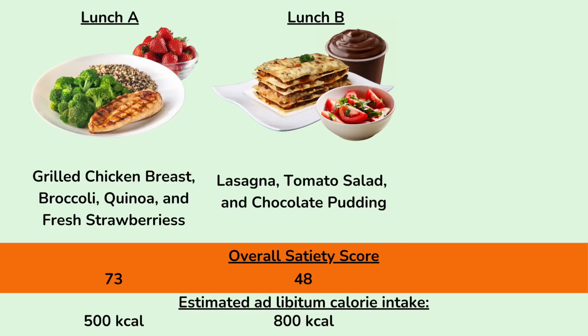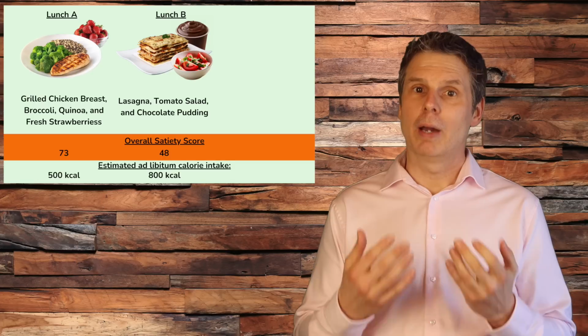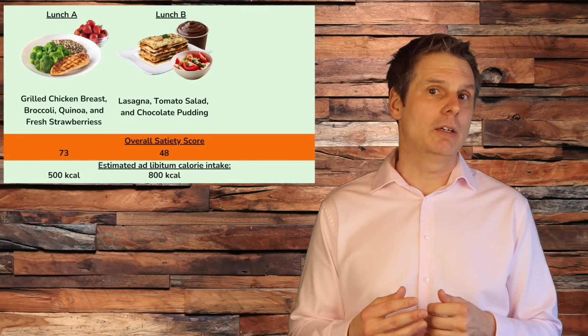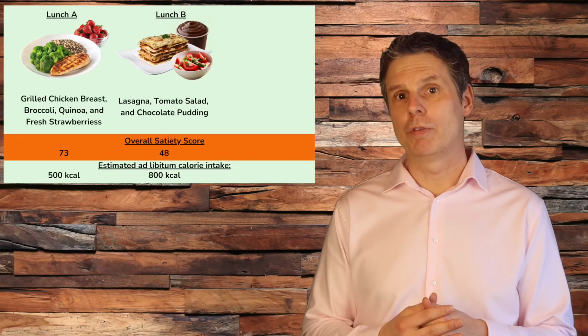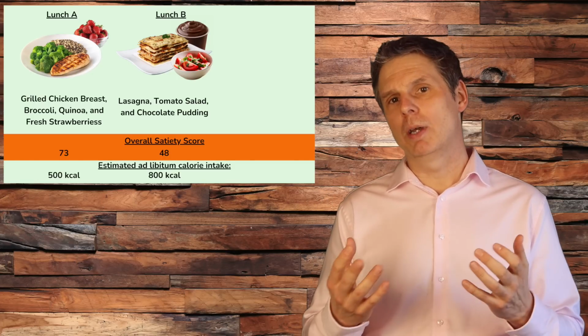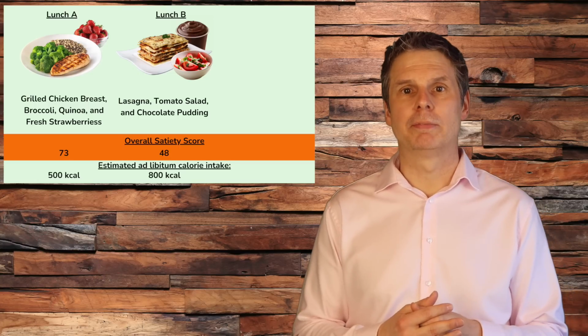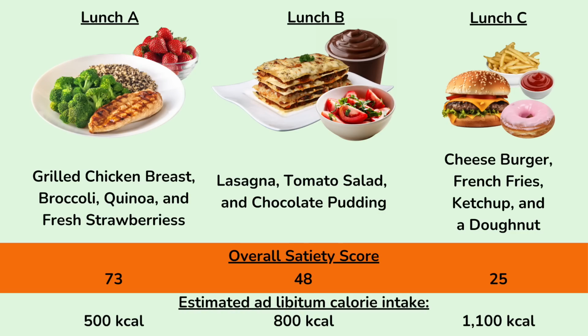Lunch B may consist of a lasagna with cheese, a small tomato salad, and a chocolate pudding for dessert. Now, this is still a pretty good meal with an overall satiety score of 48, but it does contain some lower satiety score foods such as cheese and pudding. My educated guess is that Anne may eat quite a few calories more of this meal than of meal A, maybe around 800 kilocalories.